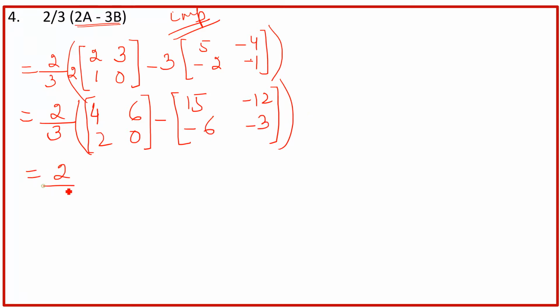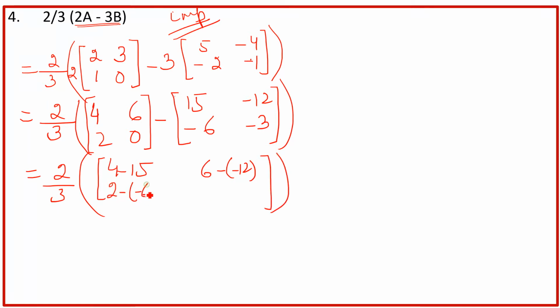So 2 over 3, now we are going to subtract. 4 minus 15, 6 minus 12, 2 minus, there is another minus, and 0 minus 3. So here is 2 over 3. Here we will make our matrix, it will be -11, and this is 8, it will be plus 18, and this is 3.